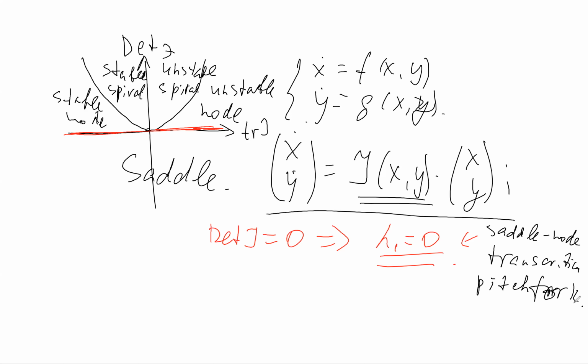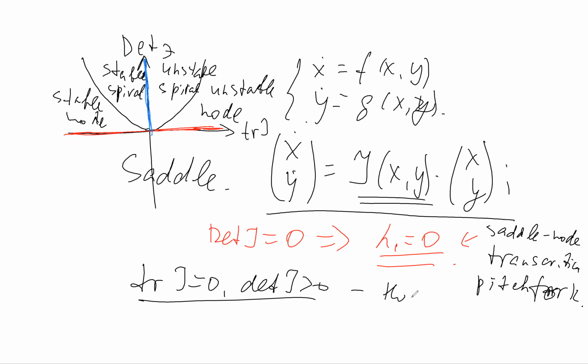And there is one more place where the stability of equilibrium changes: this line, where a stable spiral transfers to unstable, or the other way around. So the trace of J equals 0 and the determinant of J is positive. These are the conditions for the so-called Hopf bifurcation.